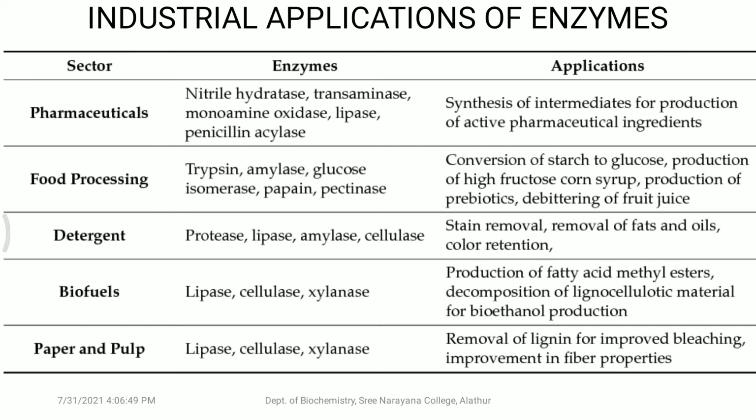In the paper and pulp industry, lipases, cellulases and xylanases are used for the removal of lignin, etc. You know, lignin is a material present on the secondary cell walls in plants. Often this lignin is a very tough and resistant material and it should be removed for the proper processing of those materials.